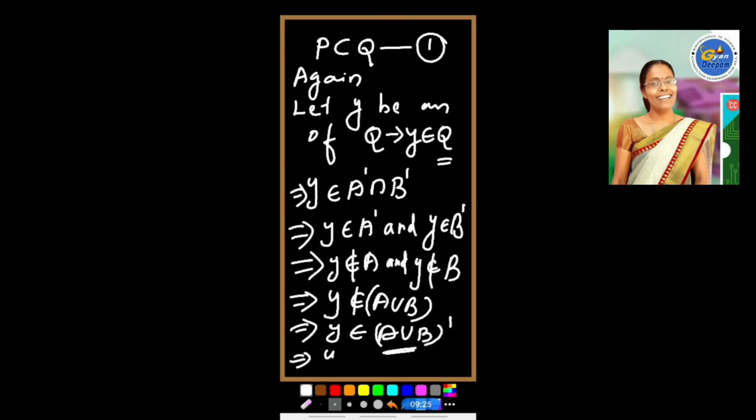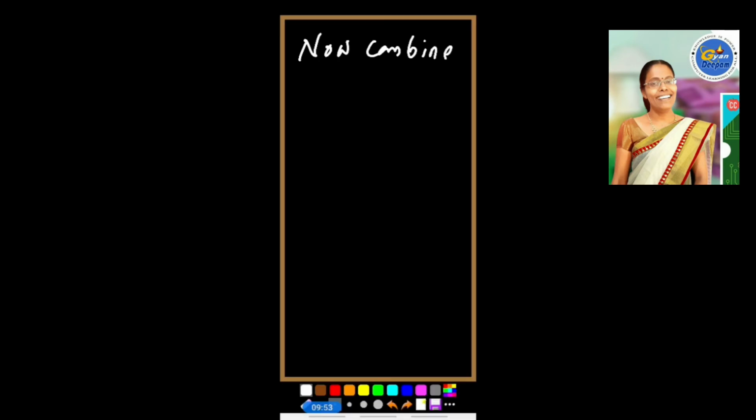Okay, so this implies Y belongs to P, because A union B whole complement means P. So Y belongs to P. So Y also belongs to Q and also belongs to P. From this I got Q is a subset of P. So I got two results: P is a subset of Q and Q is a subset of P.